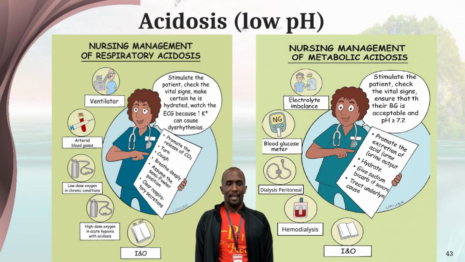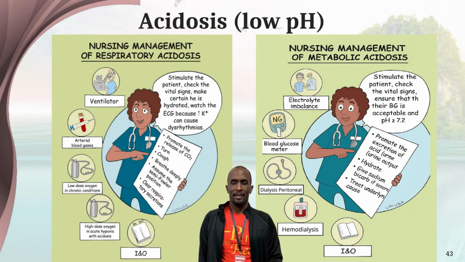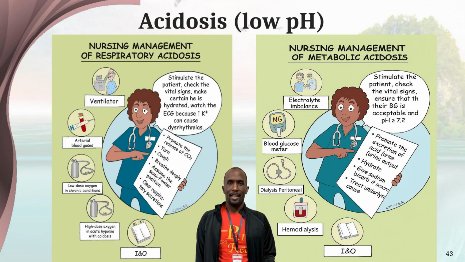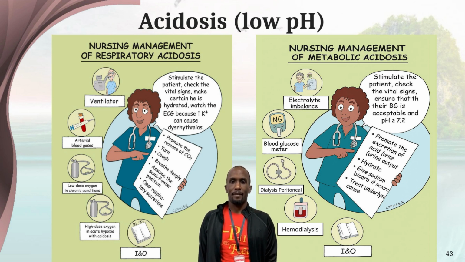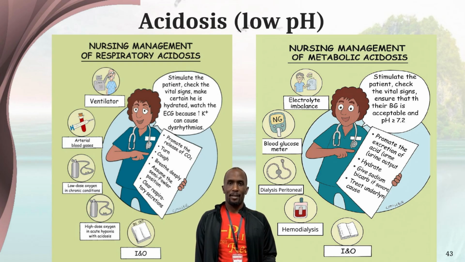For respiratory acidosis, nursing care focuses on improving ventilation. This includes maintaining a patent airway, giving oxygen as prescribed, monitoring ABGs, and assisting with breathing techniques or mechanical ventilation if needed. For metabolic acidosis, the goal is to correct the underlying cause.